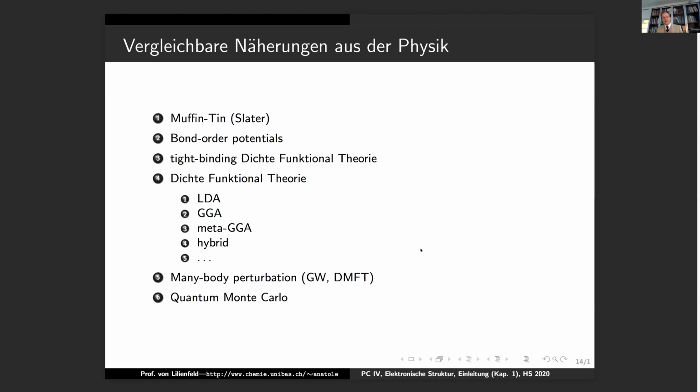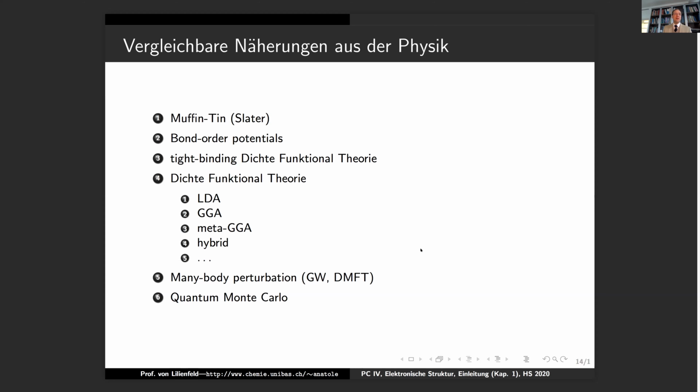Now, in physics, actually, similar approximations evolved, and people called them differently, but they do very similar things. And for the sake of completeness, I'm listing them here. So maybe something comparable to semi-empirical methods are the muffin tin or bond order potentials and tight binding. Then you have density functional theory, which is similar to Hartree-Fock. In some limit, density functional theory, also known as DFT, converges towards the Hartree-Fock solution.